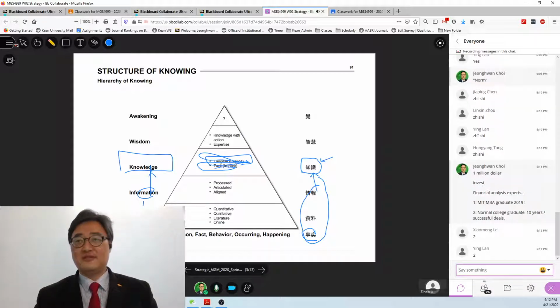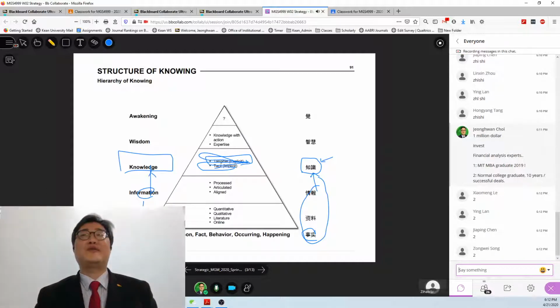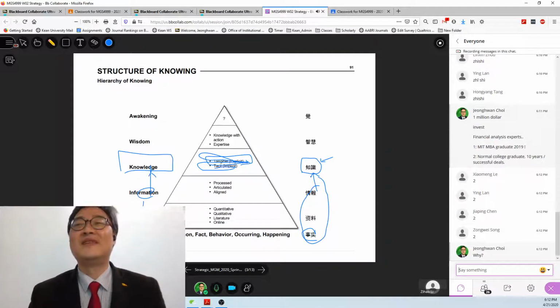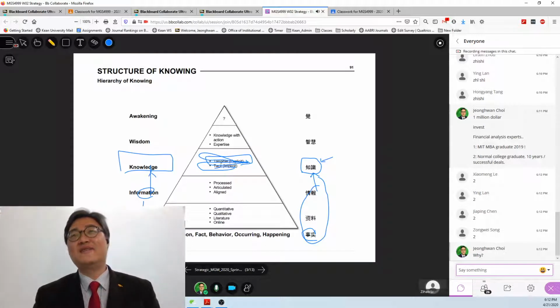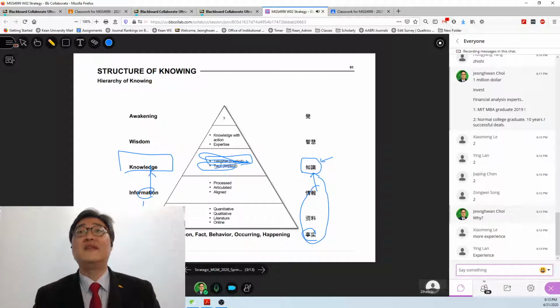Absolutely, in terms of knowledge, knowing something, oh yeah, the MIT MBA graduate must know something much better. Where do you want to go? Number one, number two. Why? Why do you want to go to number two? Because he is much more intelligent and smart? Smarter? No, I don't think so. Why do you want to invest in two? Experience.